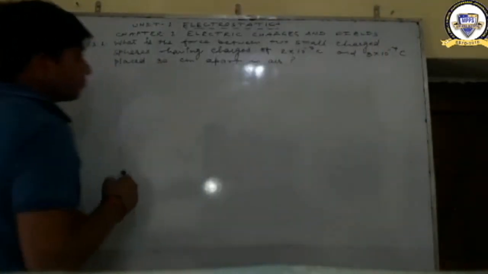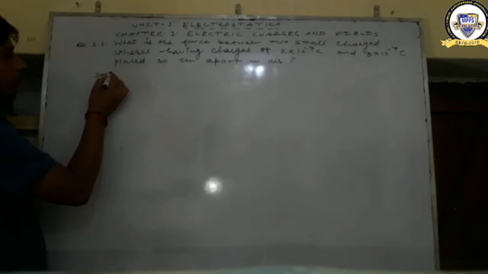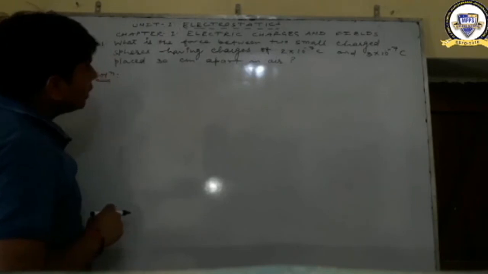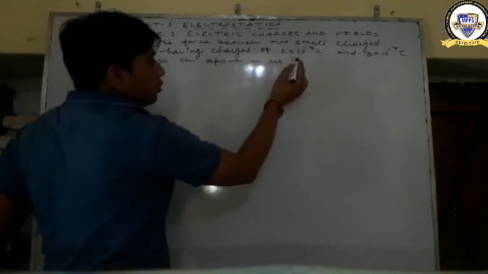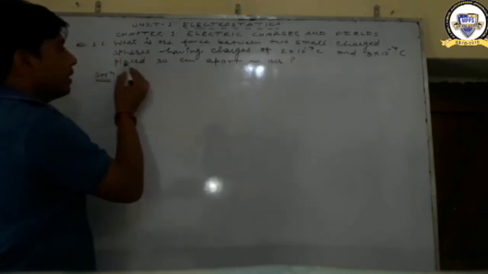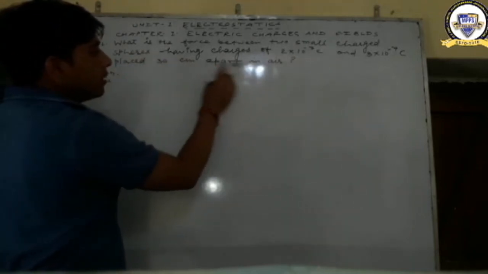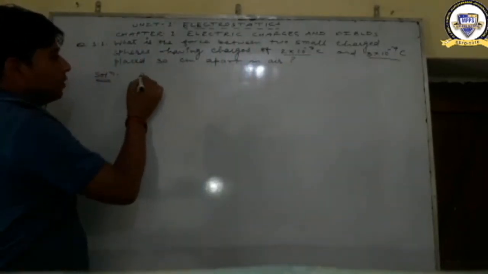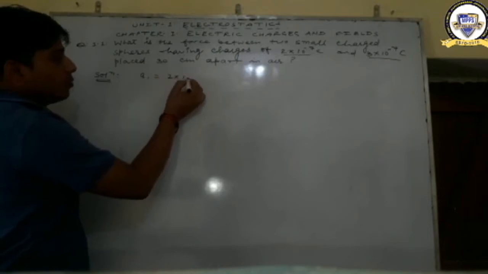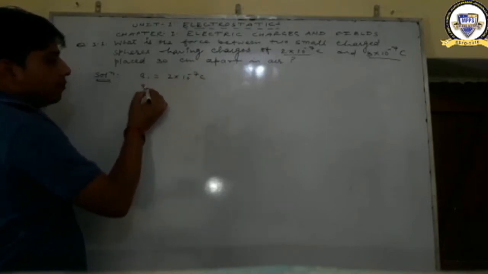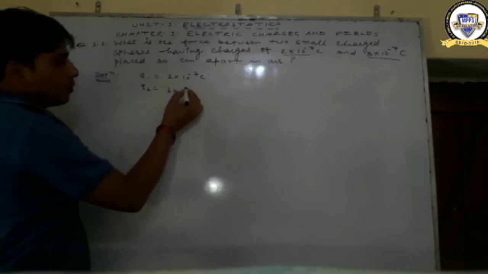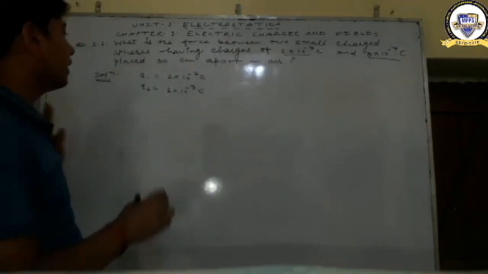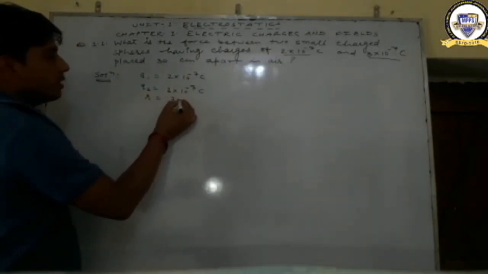Here the question is saying, what is the force between two small charged spheres having charge of 2 into 10 power minus 7 coulomb and 3 into 10 power minus 7 coulomb placed 30 centimeter apart in air. Here two charges are given, that is Q1 is equal to 2 into 10 power minus 7 coulomb and Q2 is equal to 3 into 10 power minus 7 coulomb, and both charges are placed 30 centimeter apart in air. It means distance is given, 30 centimeter.